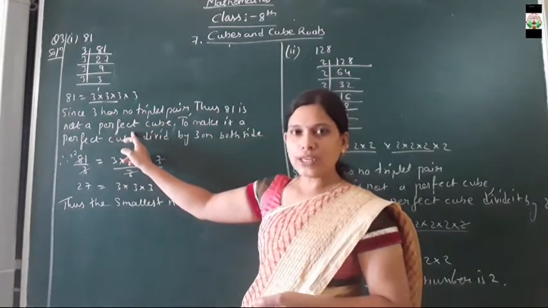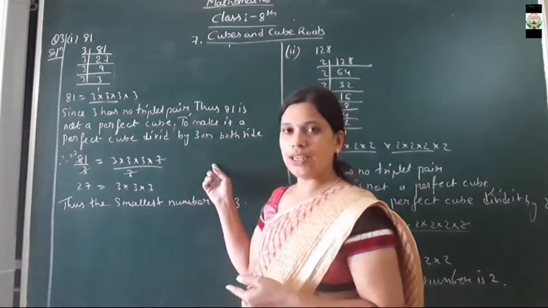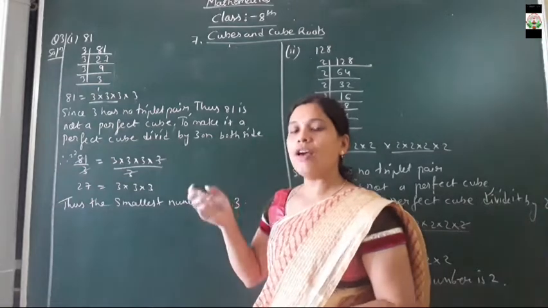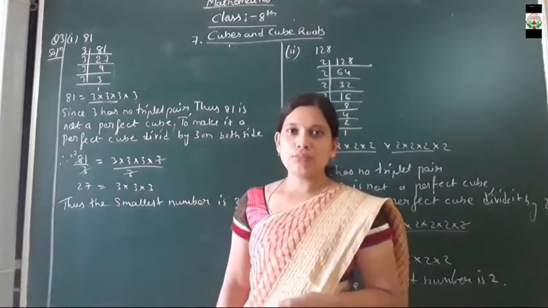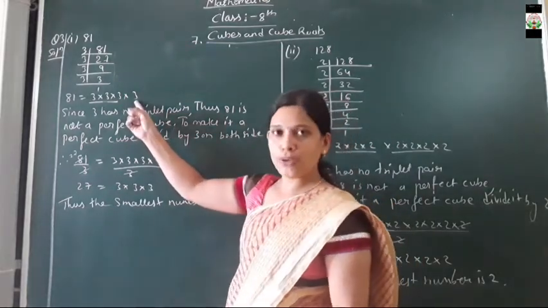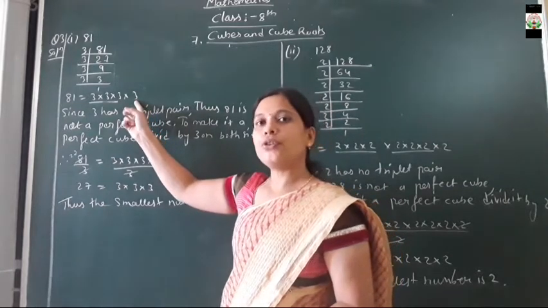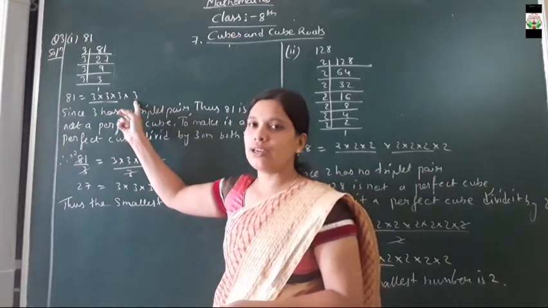To make it a perfect cube, we have to divide it by 3. Why are we going to divide it by 3? Because in the question itself it is said to find the smallest number by which it is to be divided to make it a perfect cube. Since 3 has no triplet, 81 is not a perfect cube. If it is not a perfect cube, we have to make it one, and for that we have to divide it by 3.